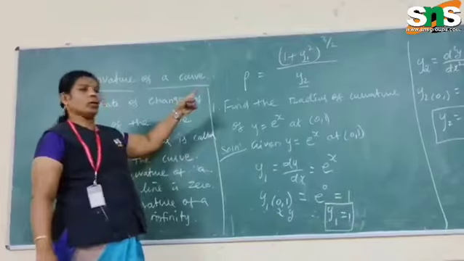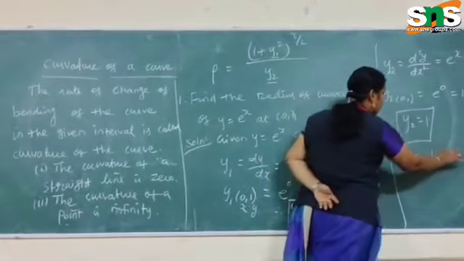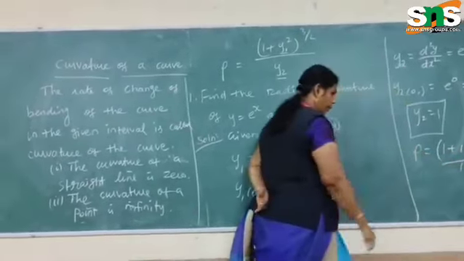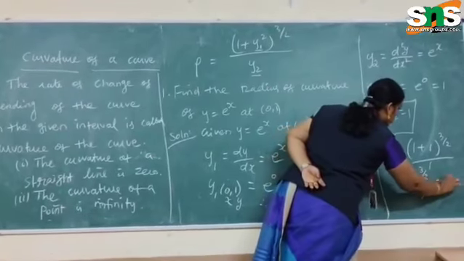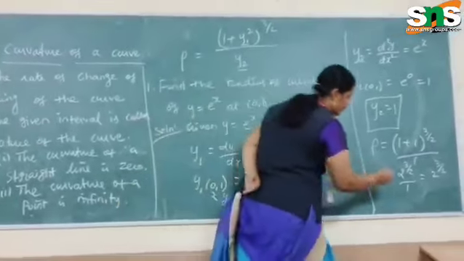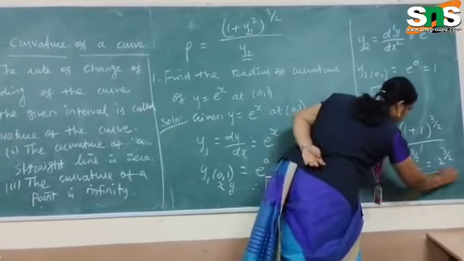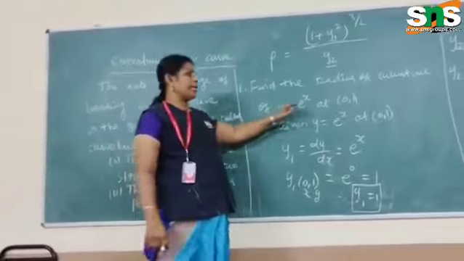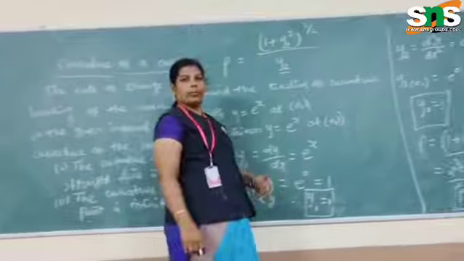Now, substituting in rho. Already we know the formula, rho equal to (1 plus y1 squared) to the power 3 by 2 divided by y2. Here y1 value is 1, so 1 plus 1 squared is 2, 2 power 3 by 2, divided by y2, which is also 1. That is equal to 2 power 3 by 2, which can be simplified to 2 into root 2. Here rho equal to 2 root 2. The radius of curvature of the curve y equal to e power x at the point (0, 1) is rho equal to 2 root 2. Final solution.